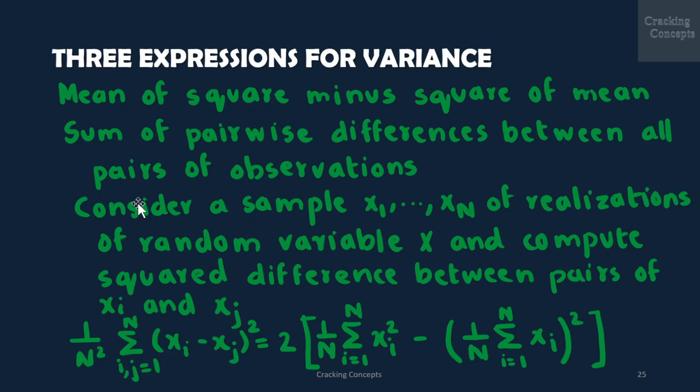1 by n square sigma i, j equal to 1 to n of (xi minus xj) the whole square, written as 2 into [1 by n sigma i equal to 1 to n xi square minus (1 by n sigma i equal to 1 to n xi) the whole squared]. Now this means that we can express the sum of pairwise distances, of which there are n square of them, as the sum of deviations from the mean, of which there are n.